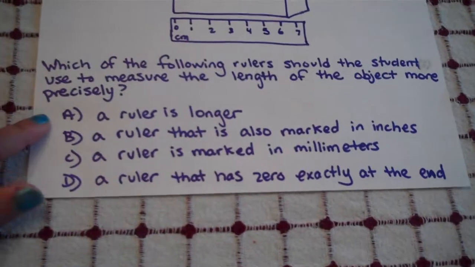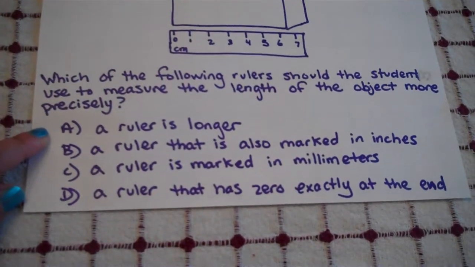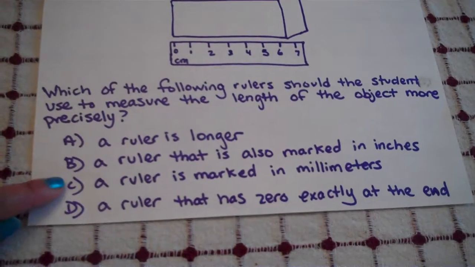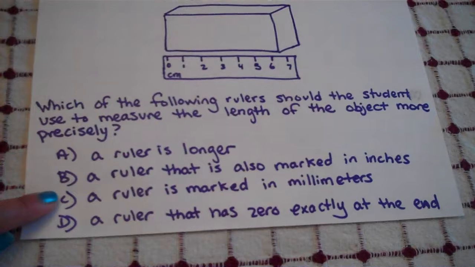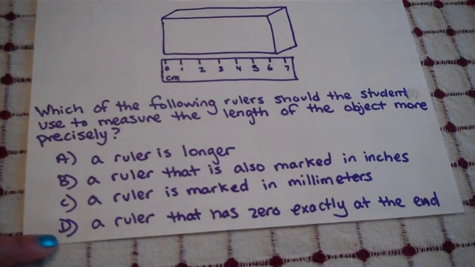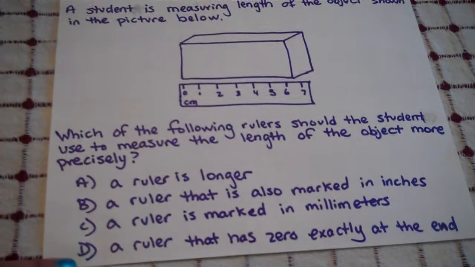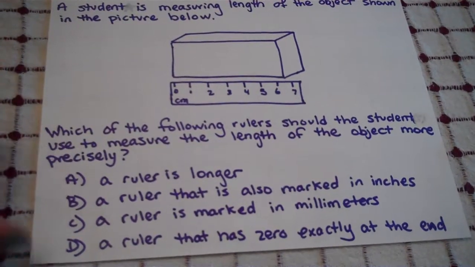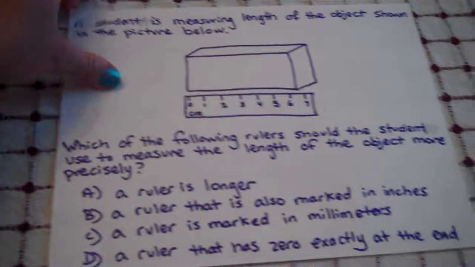The choices say A, a ruler is longer. B, a ruler that is also marked in inches. C, a ruler is marked in millimeters. D, a ruler that has 0 exactly at the end. Process of elimination. Narrow it down and hopefully you'll get to the right choice.